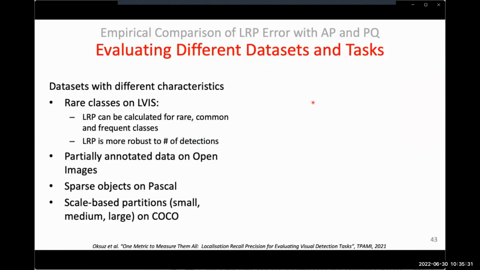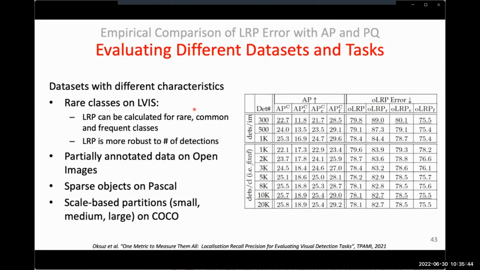In our paper, we evaluated these measures on different tasks and datasets with different characteristics. For example, on the LVIS dataset, we did an analysis with respect to rare classes. We looked at the effect of increasing the number of detections per image. We realized that average precision is severely affected by this change, whereas LRP is more robust against this change.